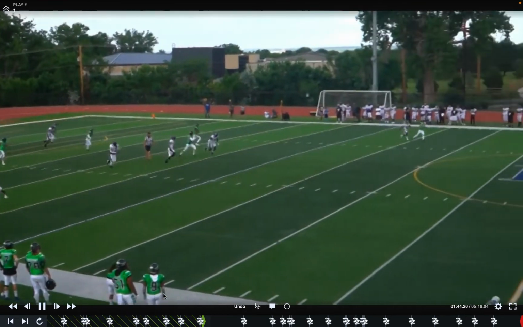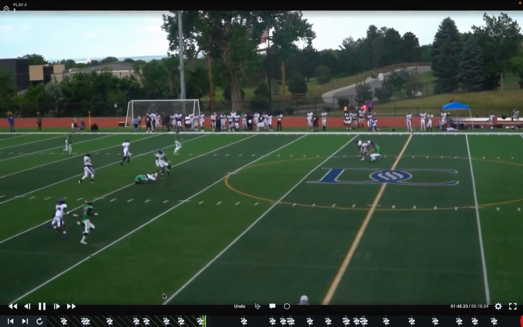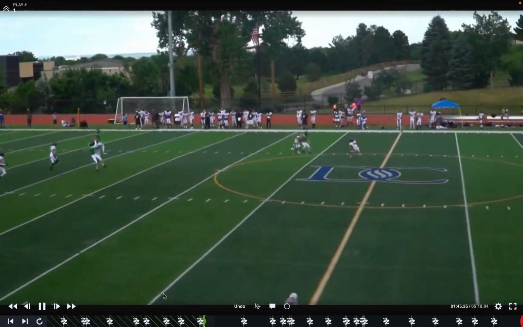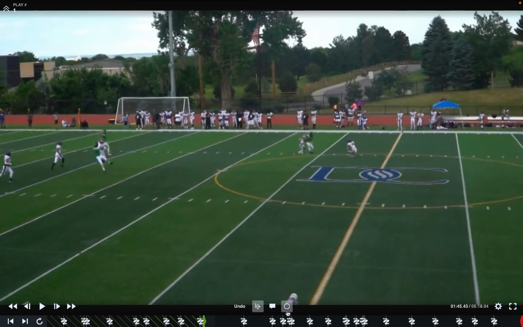So this is something we'd want to get, especially out in this open field. You can see we also get a block in the back right here at the point of attack. We do get this one, which is a good call.